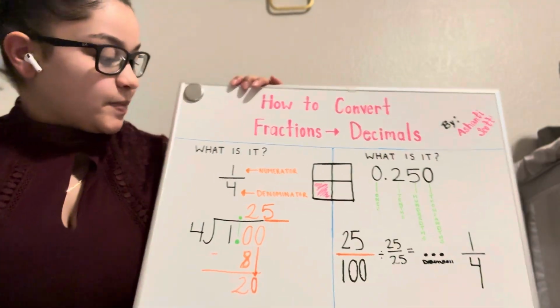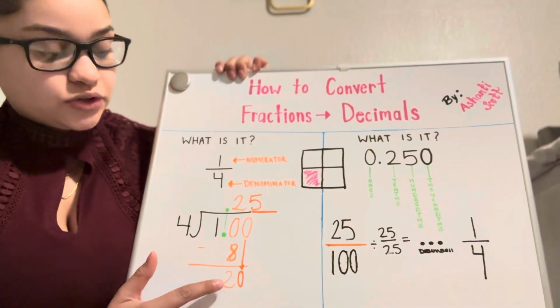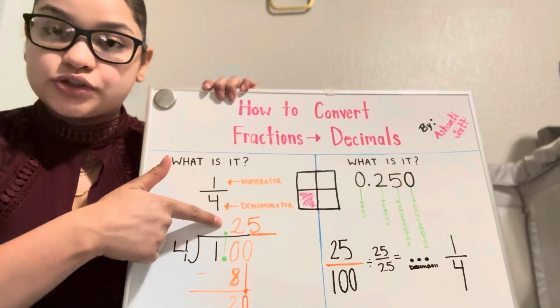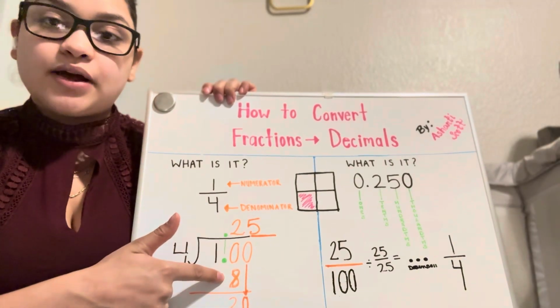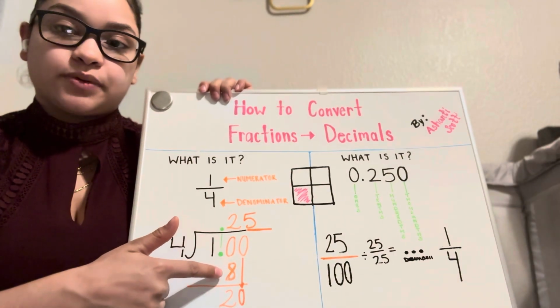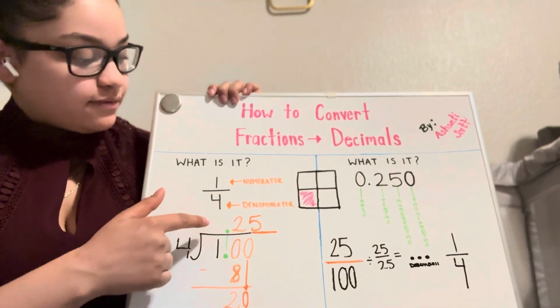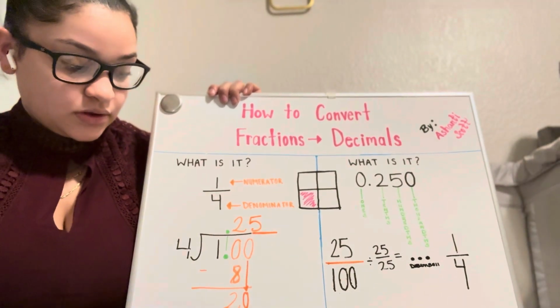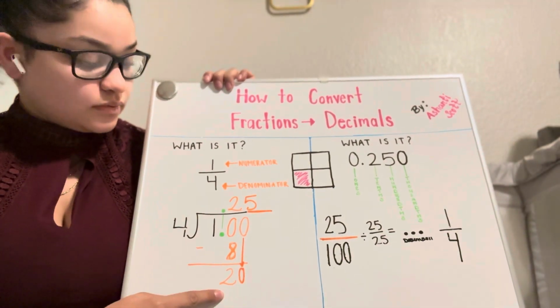Yes, it does. How many times? It goes into 10 twice. We're going to put our 2 up here. Now, 4 times 2 is 8. So we're going to put our 8 down here. Now we have 10 minus 8. That brings another 2 down.